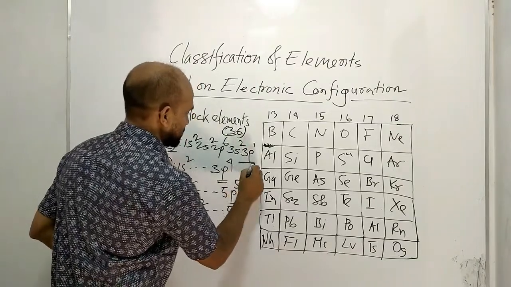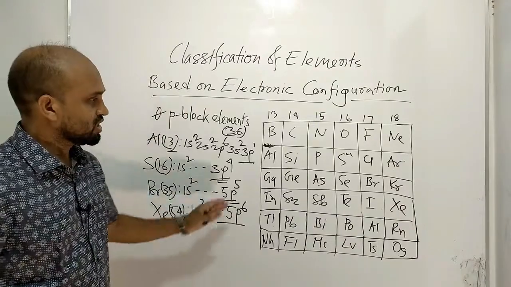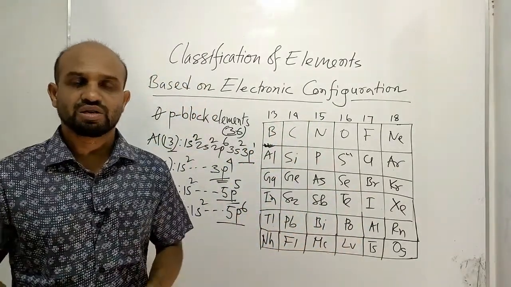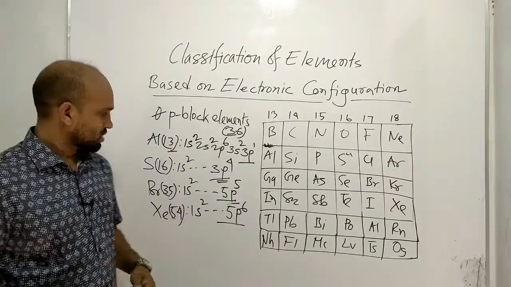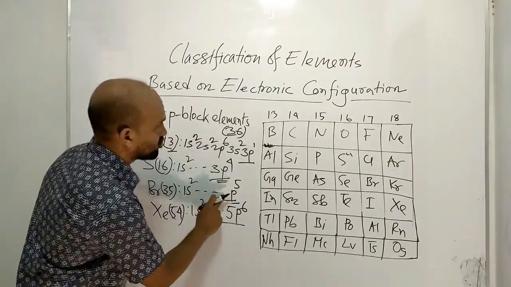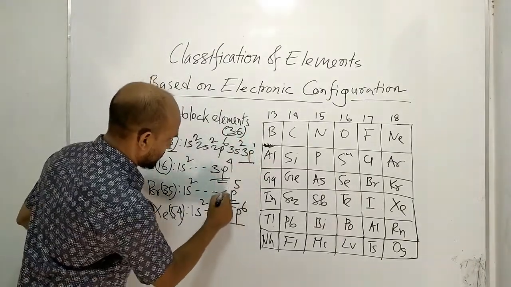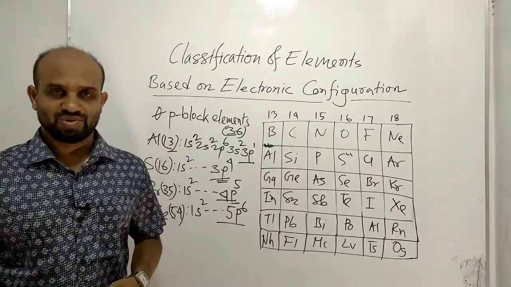The last electron enters the p orbital, here, here, and here. If we see the electronic configurations of all these elements, we will see the last electron enters the p orbital. Here it will be 4p2, 4p3, 4p4, here it will be 4p5. Let's see the next point.